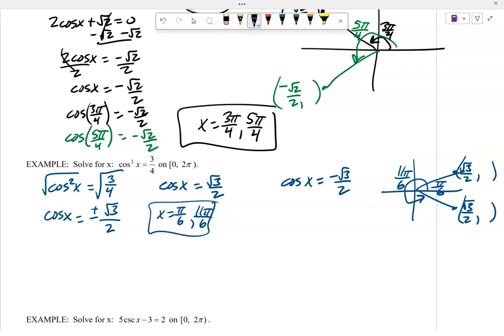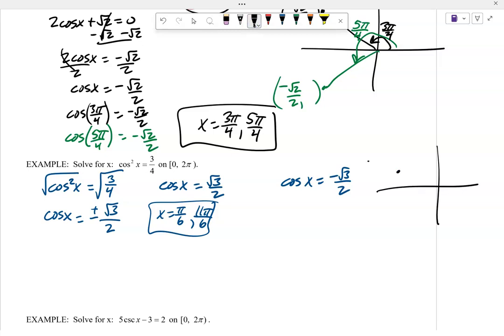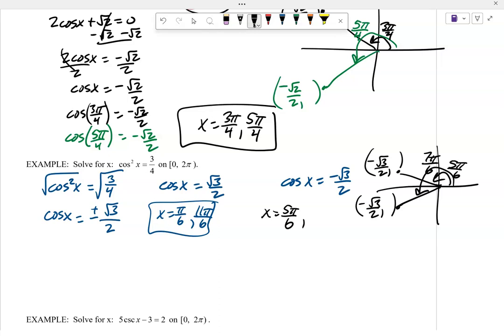Now let's go to this next one over here. Cosine of what is negative root 3 over 2? So now I'm looking for where we have a cosine that is negative root 3 over 2. And we know that happens right here at 5 pi 6, and at 7 pi 6. Cosine of 7 pi 6 is also negative root 3 over 2. Okay, so there's all our solutions.